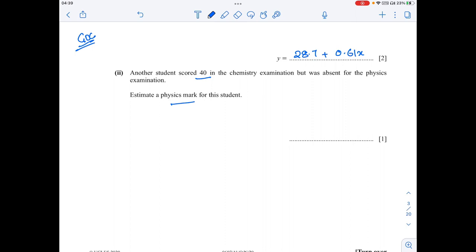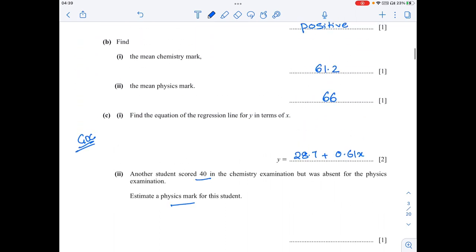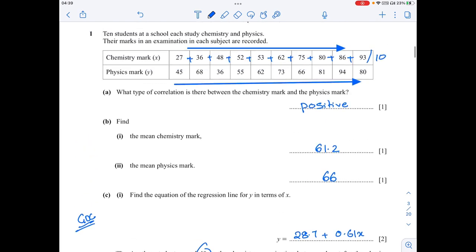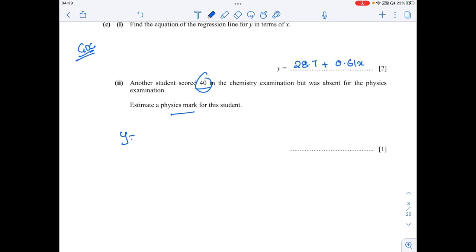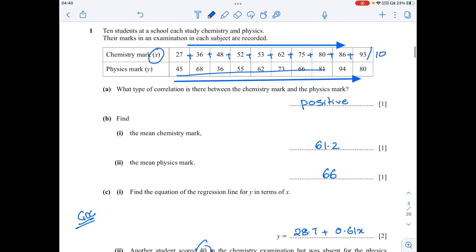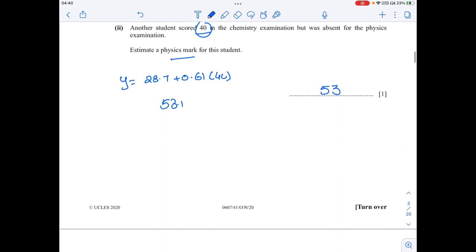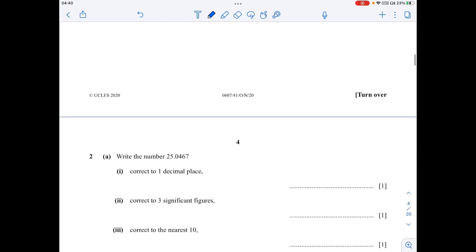Estimate the physics marks. So what am I going to do? Plug in the value of chemistry marks as 40. But what is chemistry mark? Chemistry mark is x. So therefore plug in x over here: 28.7 plus 0.61 times 40. Simplify that, you should be able to get 53. Though you get 53.1, because you can see that all are two digits, you have to write only two digits, 53. Not three significant figures, 53.